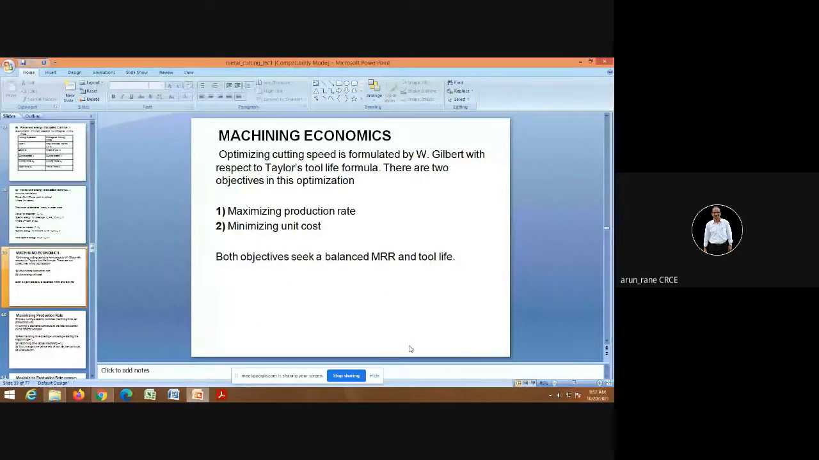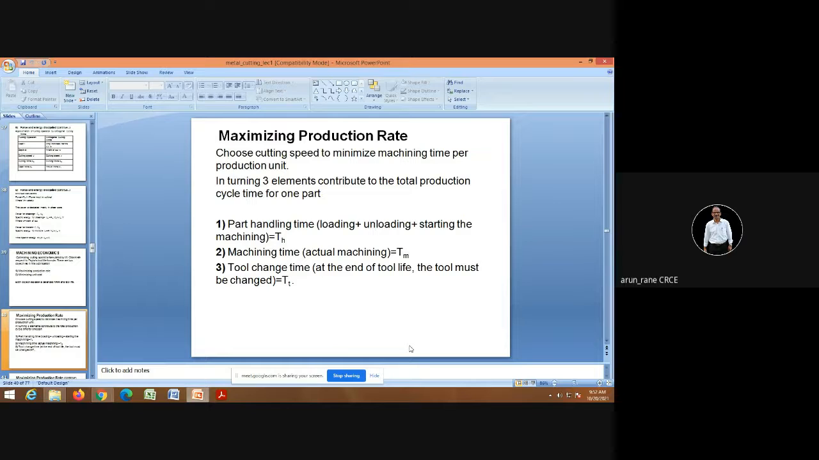Then you have machining economics. Again, it is in the syllabus, but it is not important from the examination point of view, because this will be taught in detail in machining science and technology in the next year. So in machining economics, we calculate what is the production rate and what will be the cost of every piece, so that it will be easy to quote.